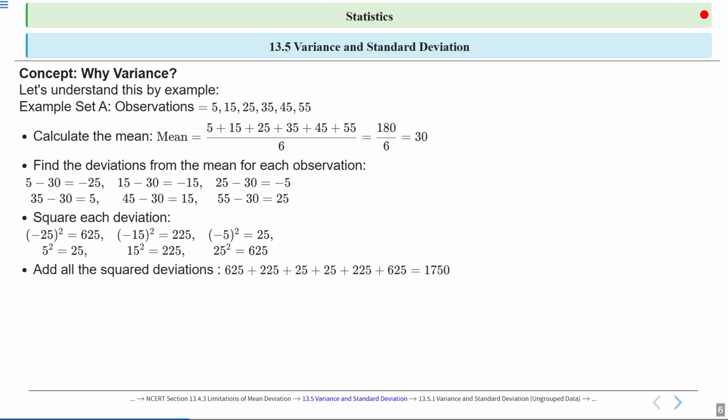Now let's add up all the squared deviations: 625 plus 225 plus 25 plus 25 plus 225 plus 625. The total is 1750. This sum is called the sum of squares, and it is a key step in finding the variance. So for set A, the sum of the squares of the deviations from the mean is 1750. This number represents the total variability in our data set.